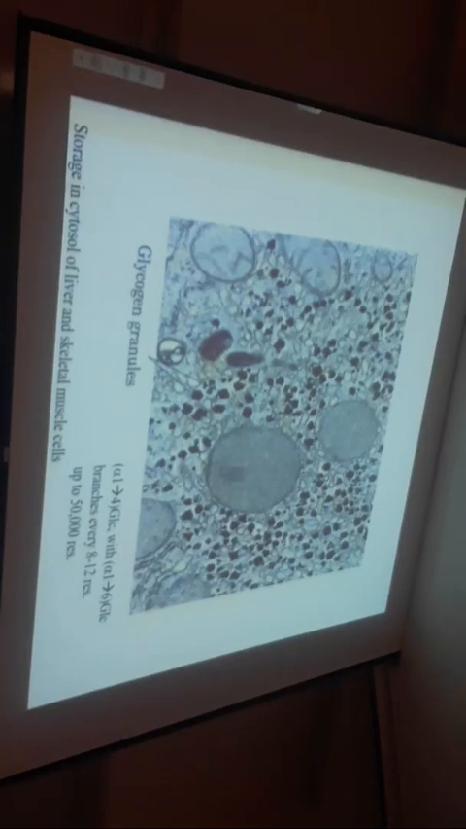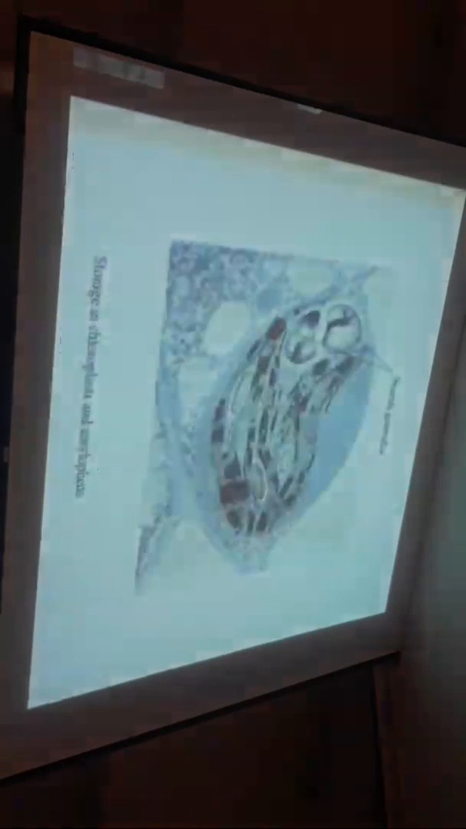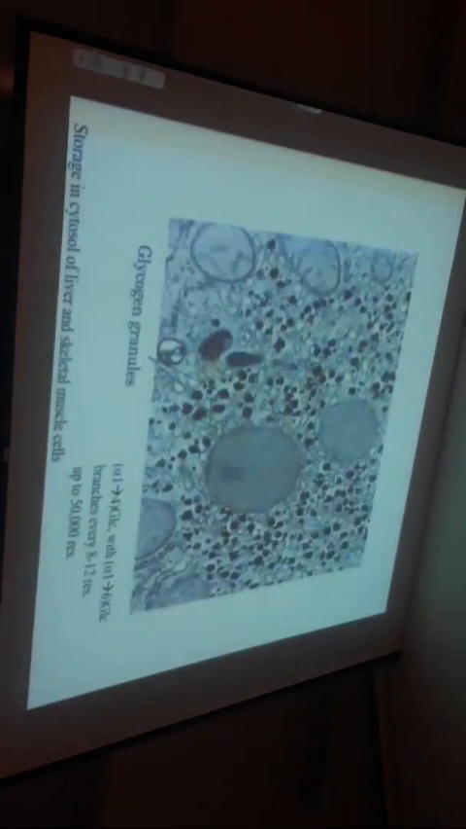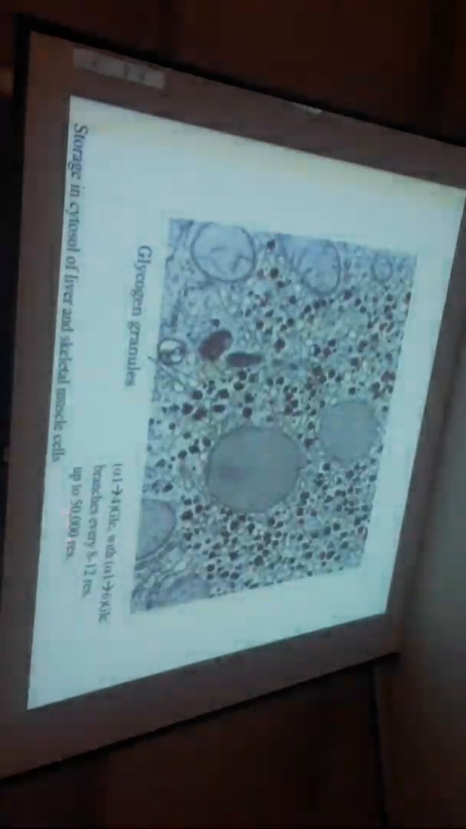So what's the difference of glycogen compared to amylopectin? We saw that amylopectin can have up to 1 million building blocks, and glycogen is much smaller, up to about 50,000 residues. It's also more highly branched, while in amylopectin we had branching points every about 24 to 30 or 32 residues, we actually have branching points in glycogen every 8 to 12 residues.